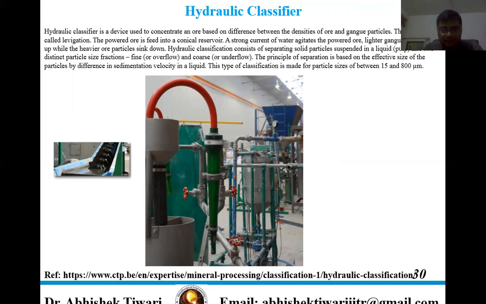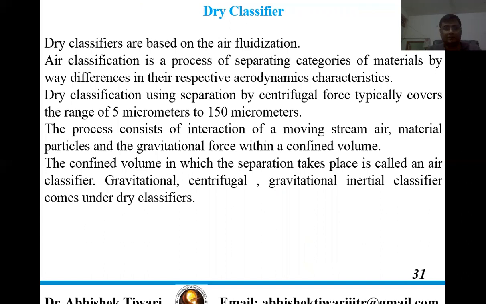Now, dry classifier. Dry classifiers are based on air flow separation. Air classification is a process of separating categories of materials by weight differences in their respective aerodynamic characteristics. Dry classification using separation by centrifugal force typically covers the range of 5 micron to 150 micron. The process consists of interaction of a moving stream of air, material particles, and gravitational force within a confined volume. The confined volume in which the separation takes place is called an air classifier. Gravitational, centrifugal, and inertial classifiers come under dry classifiers.